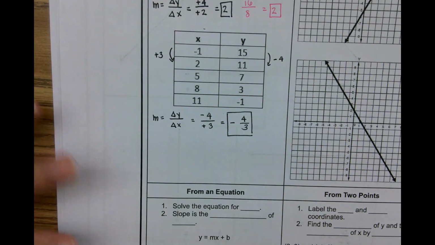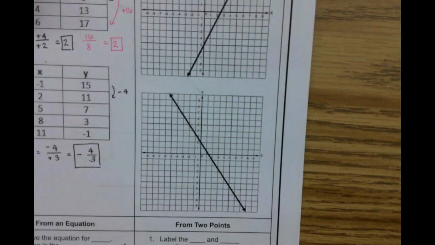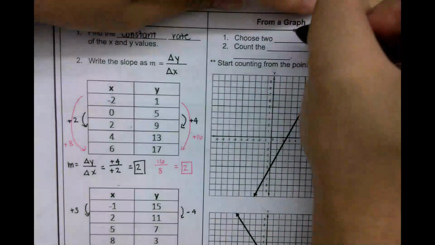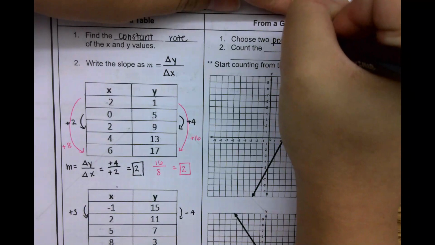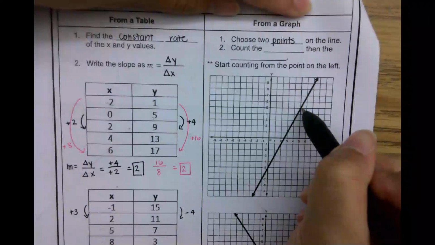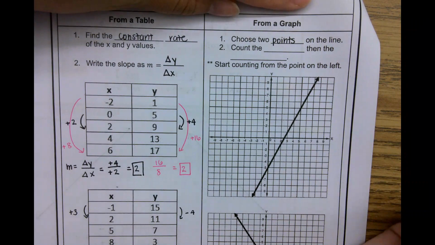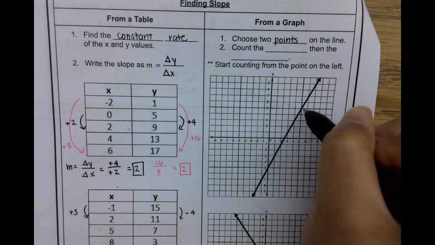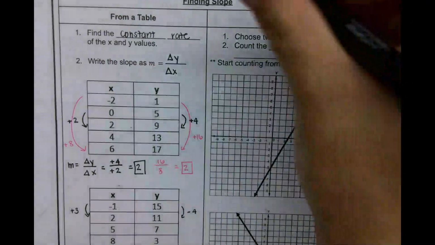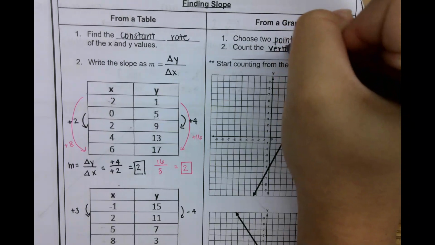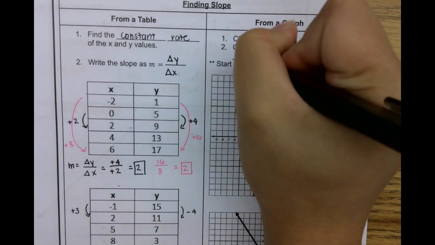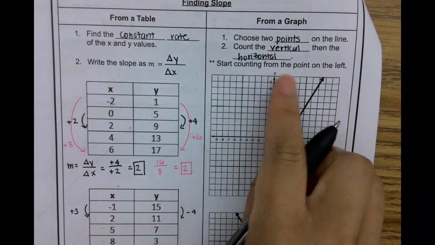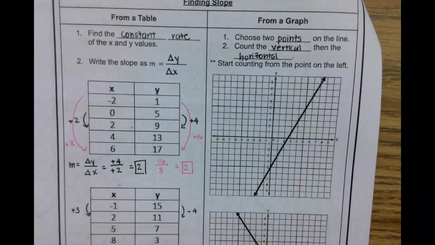Now let's talk about how to find a slope from a graph. What we're going to do is choose 2 points on the line. I would choose points that are nice and clear. I wouldn't choose something in between because you don't know exactly what that number is. So I would choose points that you can clearly see across the graph lines. Then you're going to count the vertical, which is our y change, and then the horizontal change. The best thing to do is you always start with the point on the left. Whichever points you choose, you always start with the one on the left.